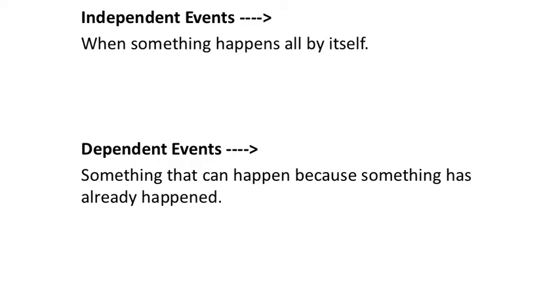We do use this vocabulary a little bit in this unit, of course. Independent events are when something happens all by itself, and dependent events are when something can happen because something else has already happened. It has to have happened already in order for something to be dependent. So that usually means that a dependent event is depending on an independent event, because an independent event happens all by itself, and then something else perhaps may happen because of that independent event. It's like a domino effect, right?